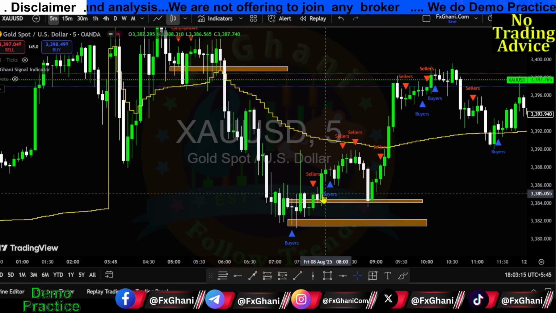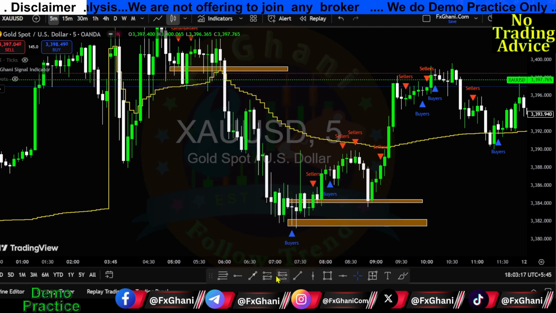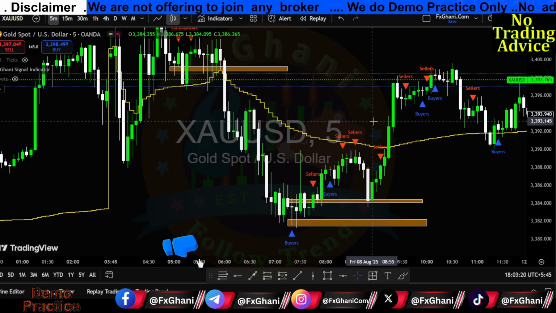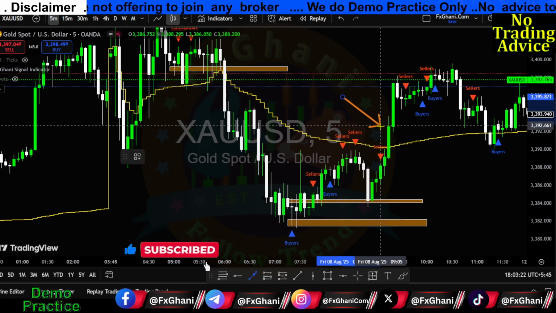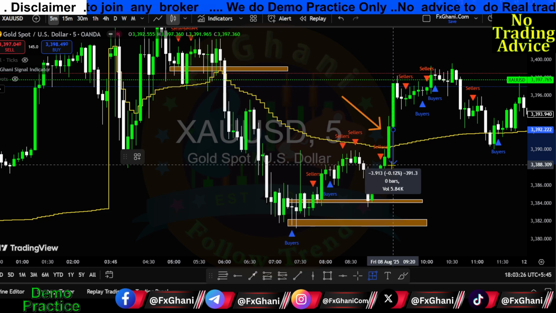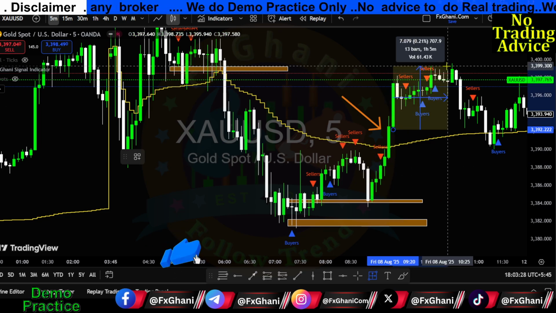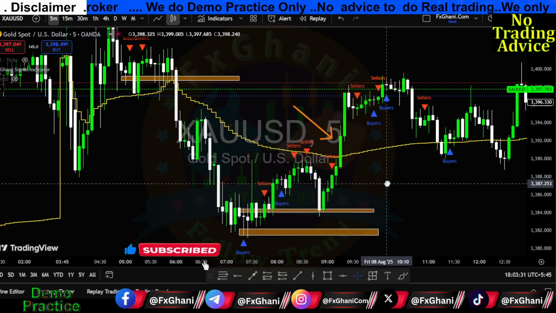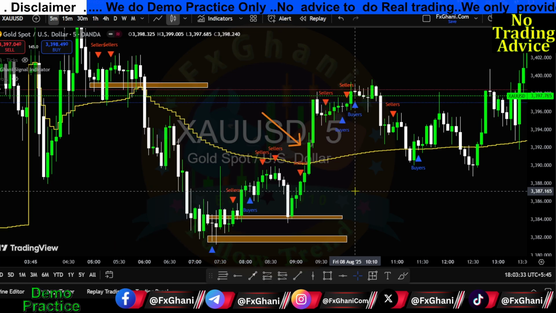Buy is only if, after this whole scenario, prices close above the VWAP level. So at this level we will open a buy trade and our stop loss below the VWAP level. So our stop loss is almost 40 pips, and you can see prices go upward 70 pips. I hope you understand this point.